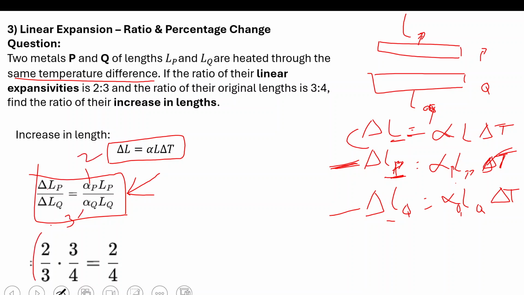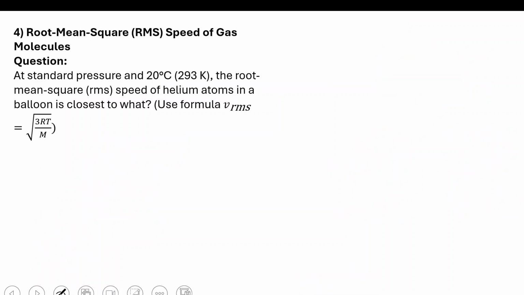That's why I'm having here 2 over 3. This one is 2 over 3. And for this one, this part is 3 and this part is 4. That's why I'm having 3 over 4. So by the time you do this, you get 2 over 4. And 2 over 4 will reduce to 1 over 2. So that's the answer. 1 to 2 is the ratio.